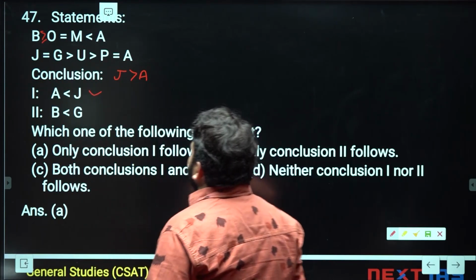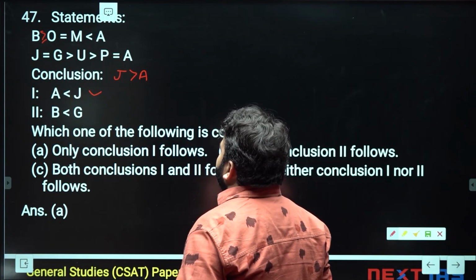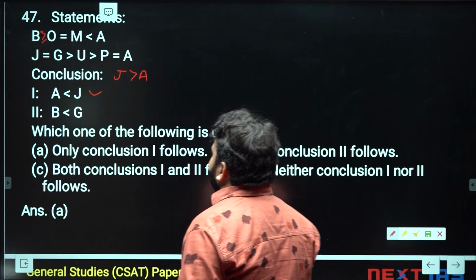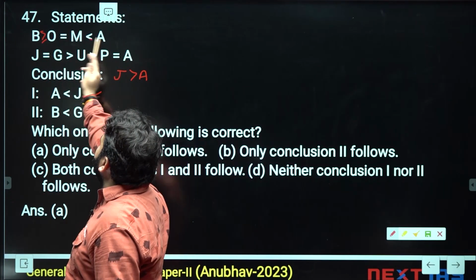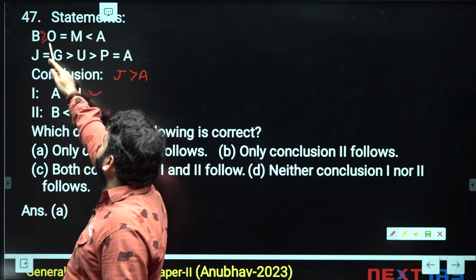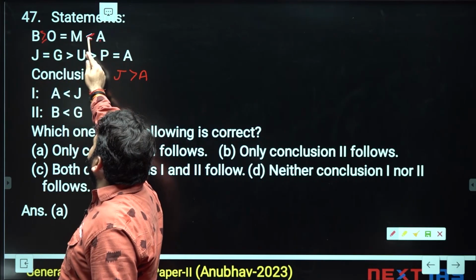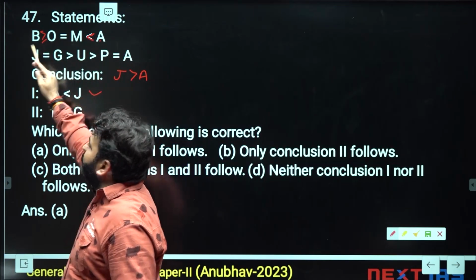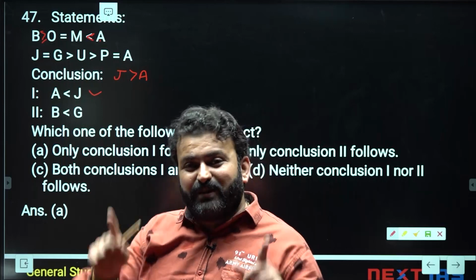Second one, b less than g. Now here, between a and b, pay attention: between a and b we have less than and also greater than or equal to. So between b and a we have less than or equal to and greater than or equal to, opposite signs have come.